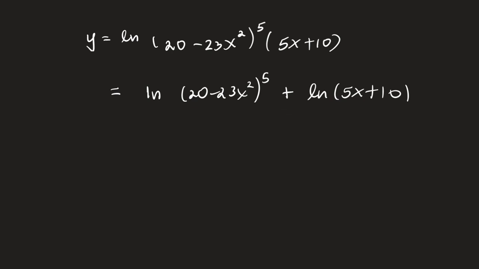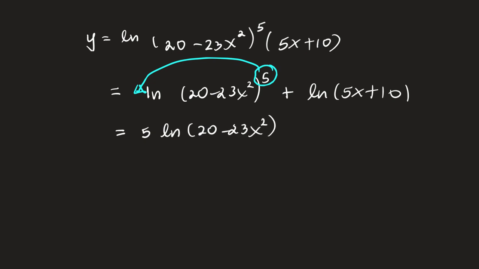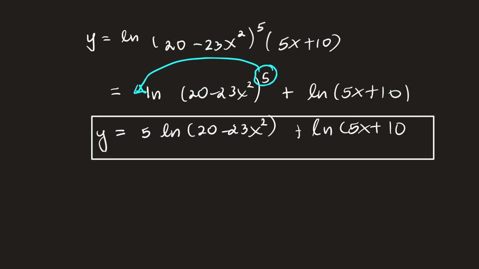Then there's another rule that says that if you have the logarithm of an expression raised to a power, that power, in this case 5, will come down. So I'll go ahead and take that 5, and I'll draw a little arrow down. And so that gives us the following. It's equal to 5 times the natural log of 20 minus 23x squared plus the natural log of 5x plus 10. So now that I've simplified y, let's take the derivative, because it's so much easier to take the derivative of this expression.